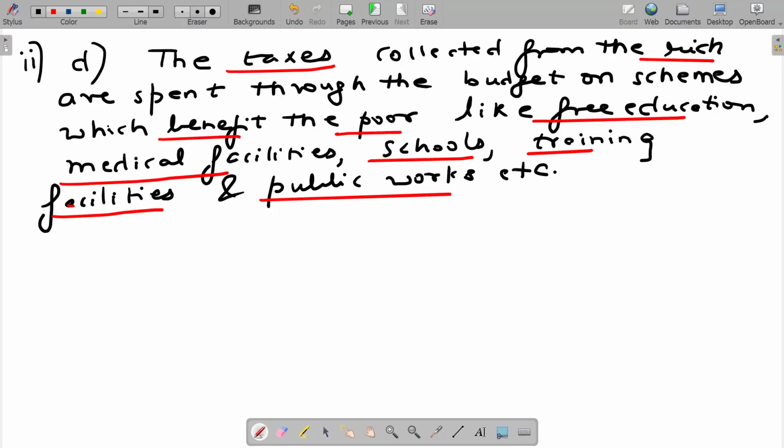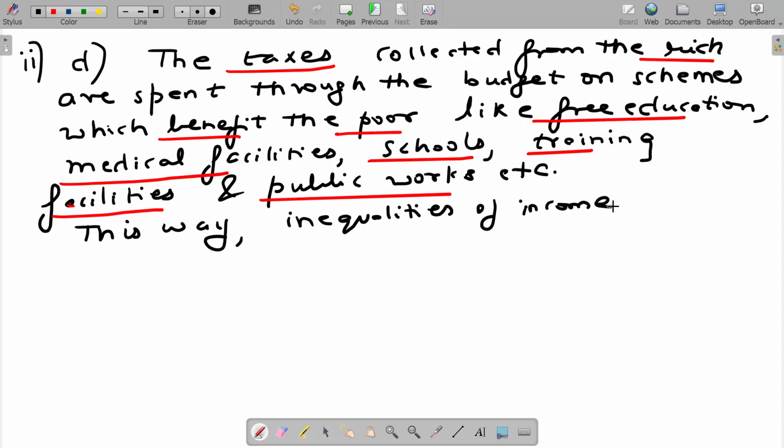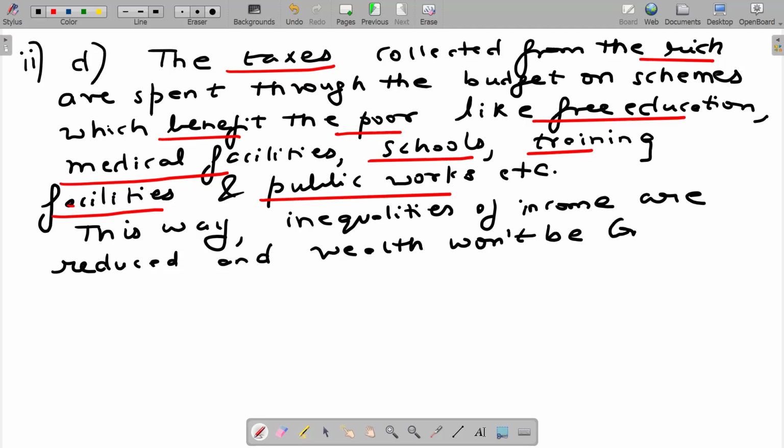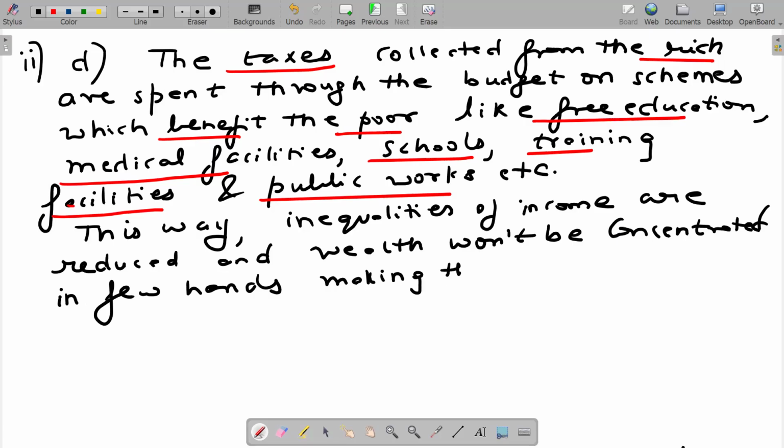Okay, so this way I can write that inequalities of income are reduced and wealth won't be concentrated in few hands, making the rich richer and the poor poorer.